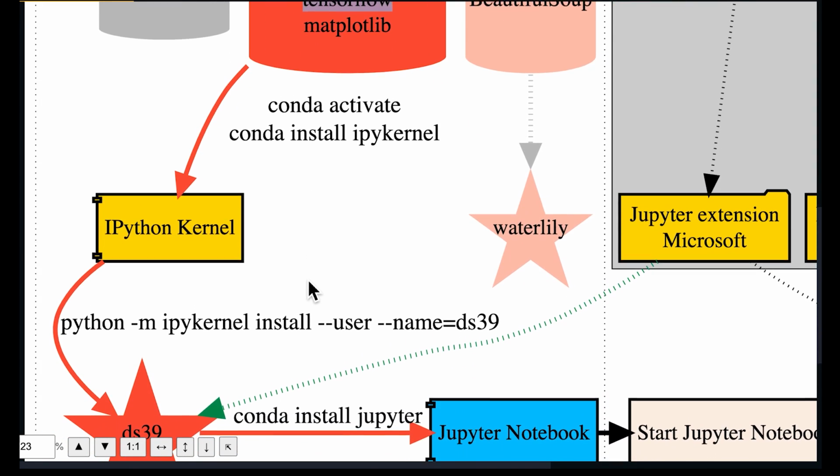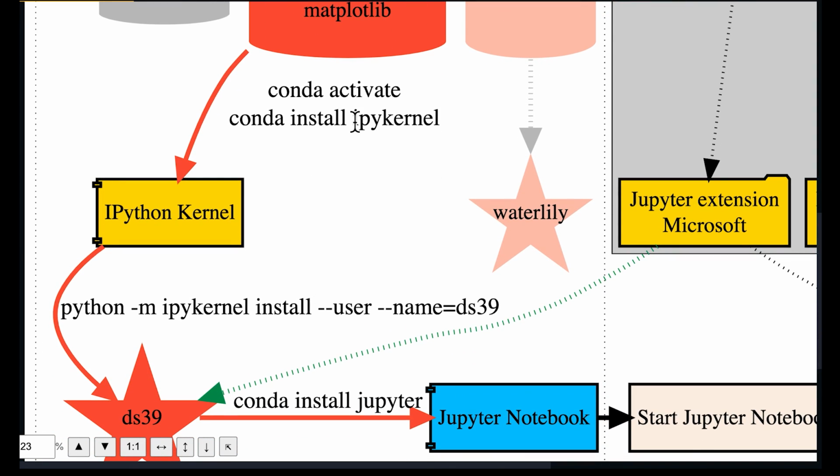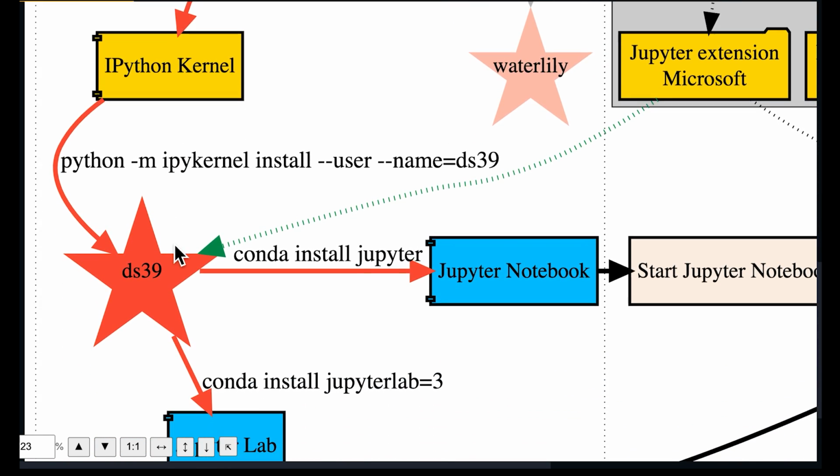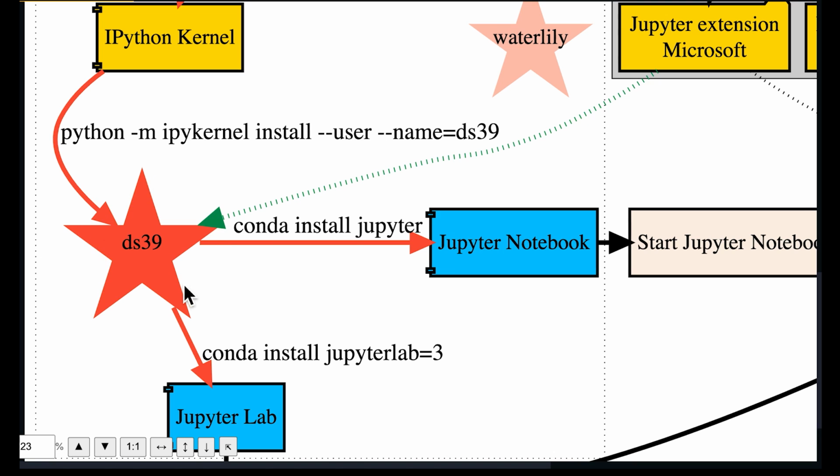In DS39, we install the ipykernel package. With the ipykernel, we add DS39 as a Jupyter kernel.